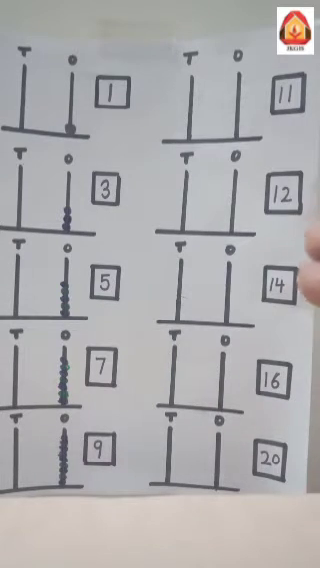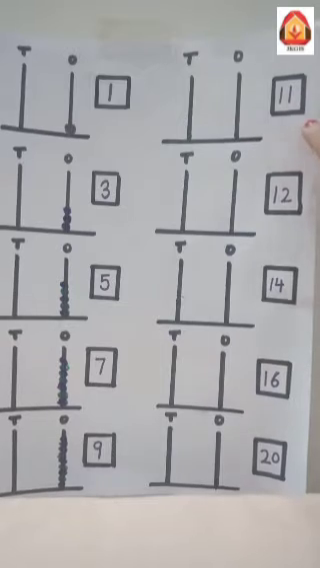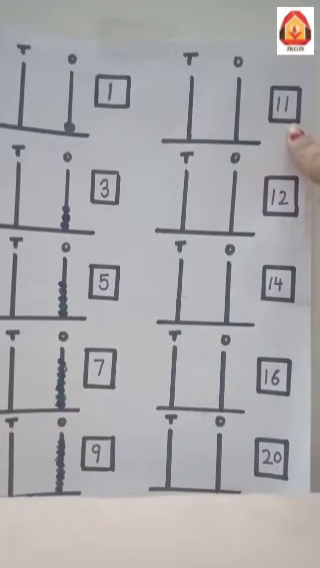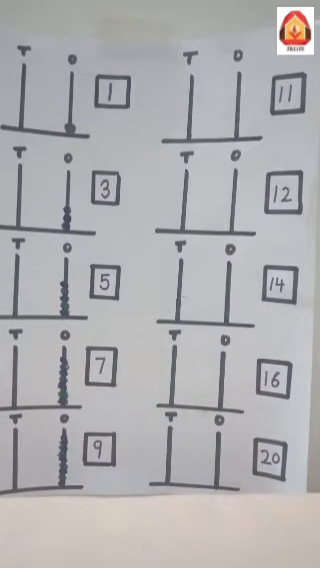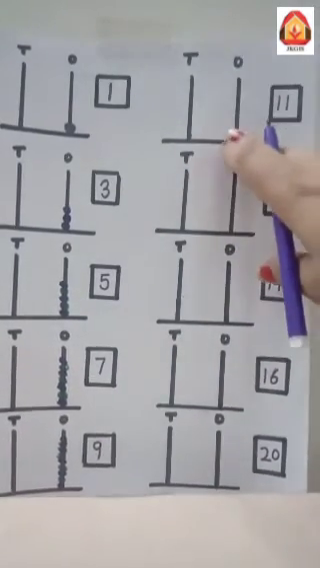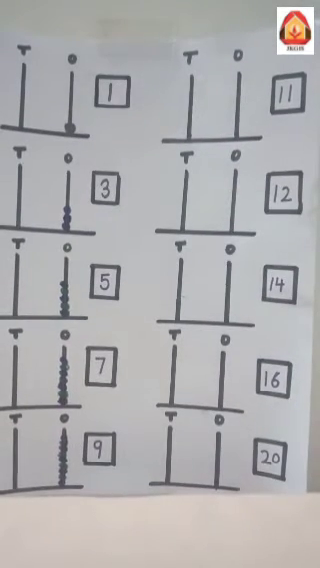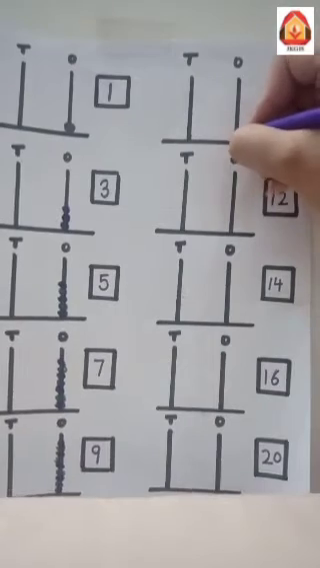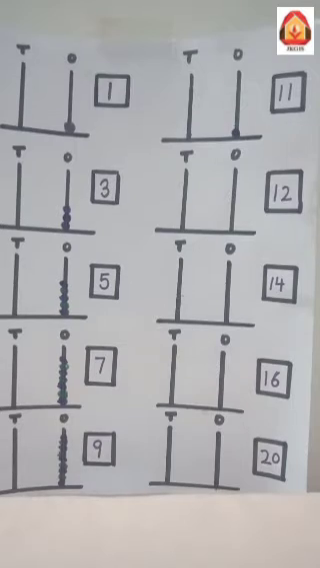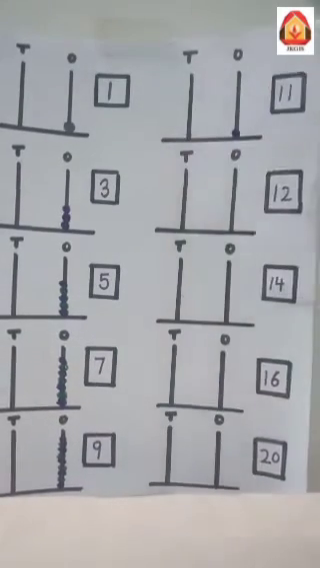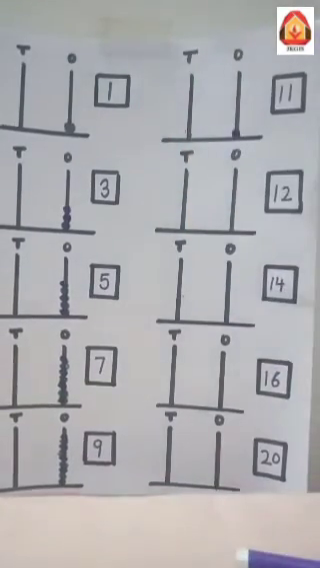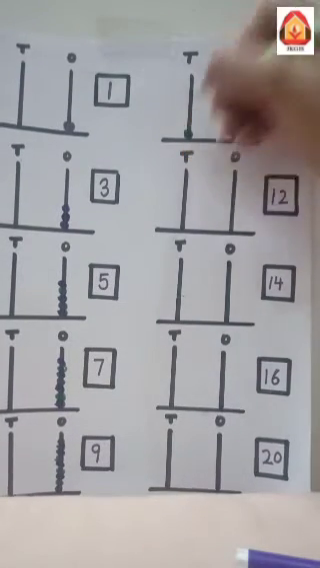Now we will see the numbers ahead, that is 11. So how will we represent number 11 on the abacus? See, 11 means 1 ten is here and 1 one is here. So first we will make 1 one. So we will make 1 bead like this. Now 1 ten. If 1 ten is here, then how many beads will I make? Only 1. So I will make 1 bead here.